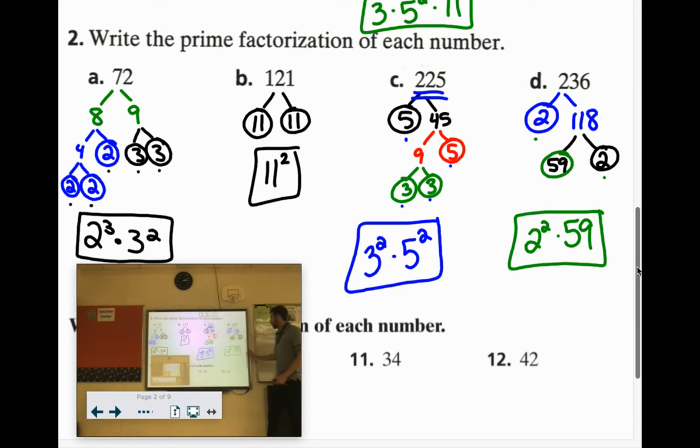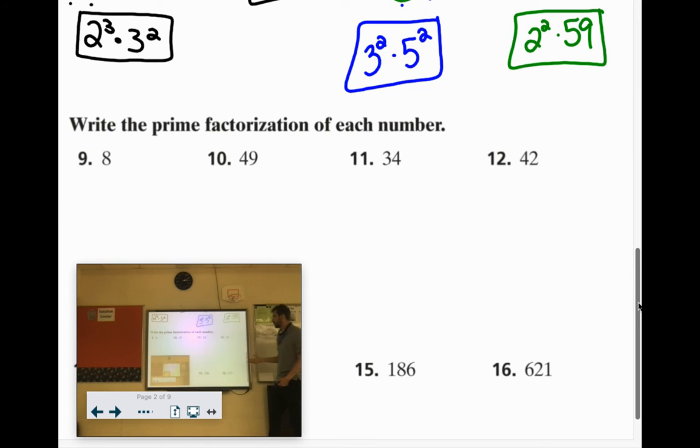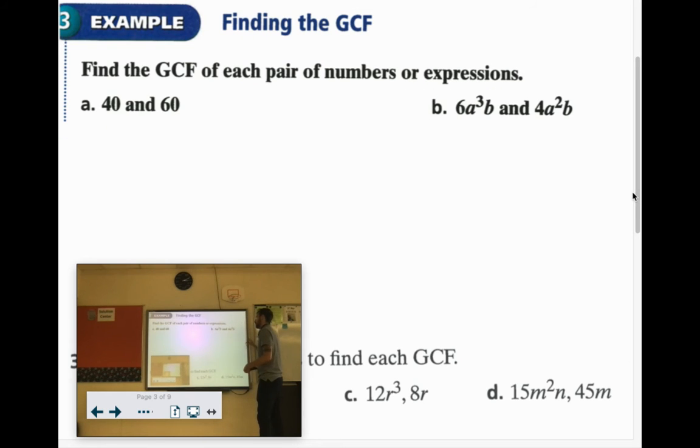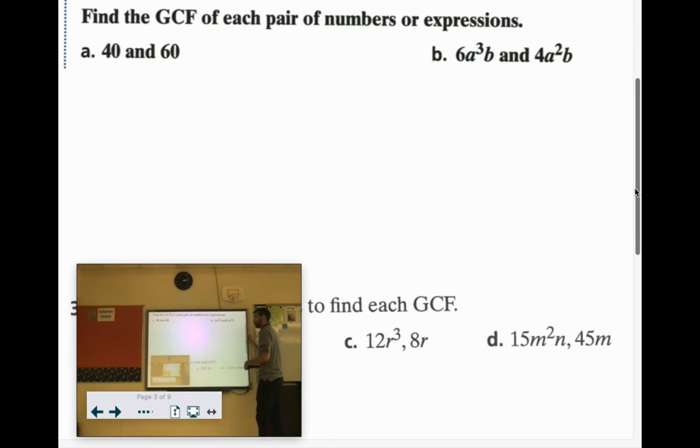So again, we have some problems here for you to try out. You can try out all 8 of these. Get some practice with that prime factorization. The greatest common factor is the other important thing we have today. Greatest common factor is the largest thing that they both have in common. So one way you can figure that out is with prime factorization. And I'll show you how that works here.